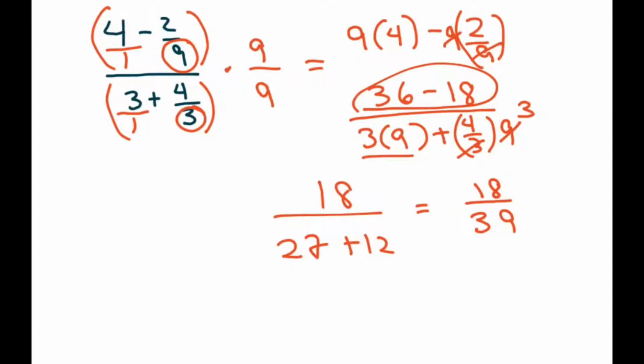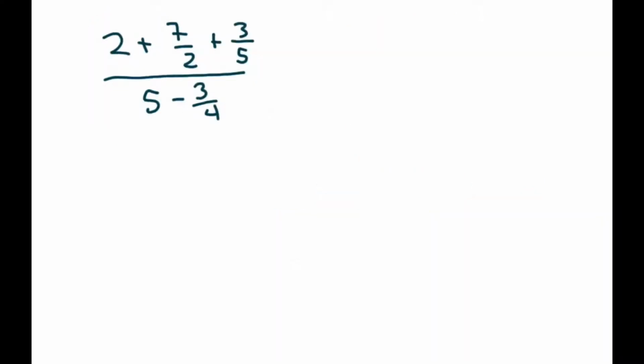And 3 goes into both of those, right? 3 times 6 is 18. So if you divide both of these by 3, we're going to get 6/13. All right. Now, the last one is this one.